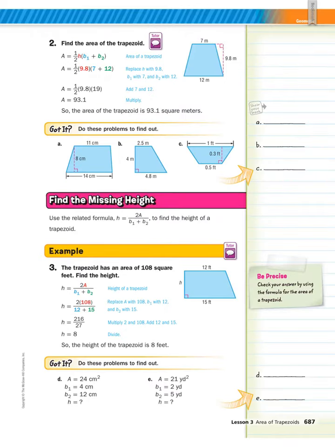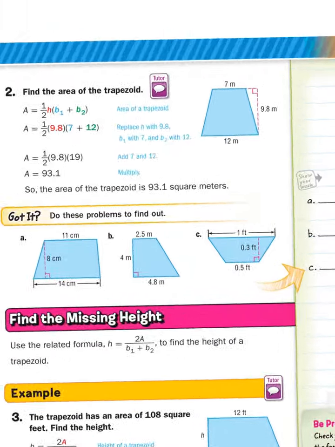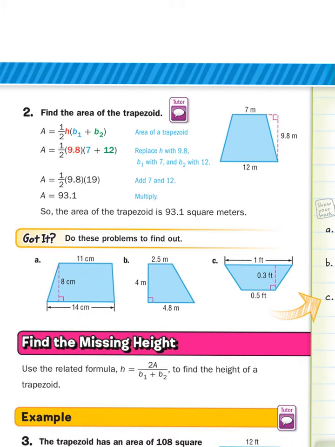Now when we get to example 2, we'll just show you another example. I won't write it out, but you can watch here. But I will circle or highlight the steps as well. So first off, you'd write your formula. Right here is where they did that. Next, you would substitute your numbers in. So we have area is 1/2 times 9.8 times 7 plus 12. And if you look here, the 9.8 is your height, which they have right here. Base 1, base 2, 7 plus 12.